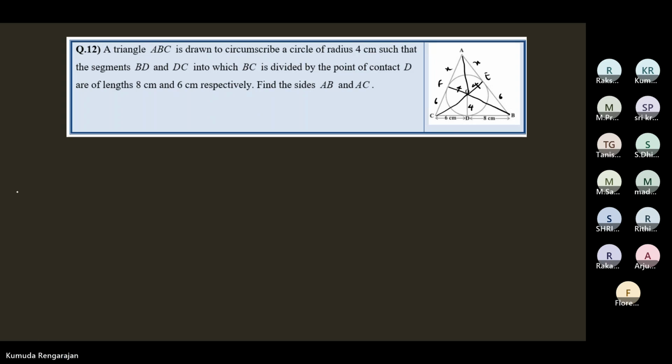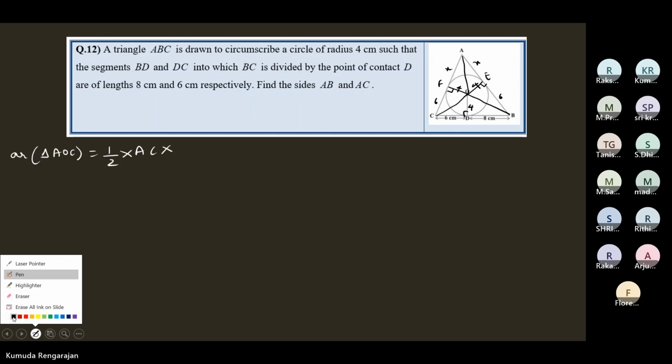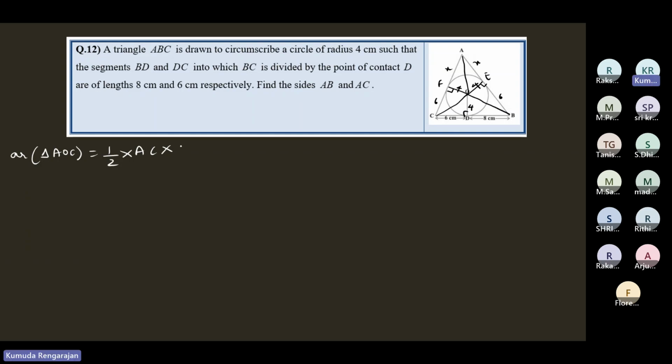Okay, now area of triangle AOC is equal to half into base AC into height OF. Because radius is perpendicular to tangent, 90 degrees. Half into AC into OF. So that is equal to half into X plus 6 into 4. So 2 into X plus 6, which is equal to 2X plus 12. Is this right, children?